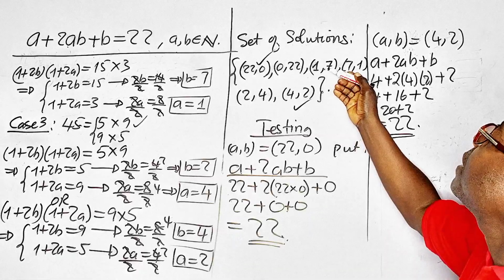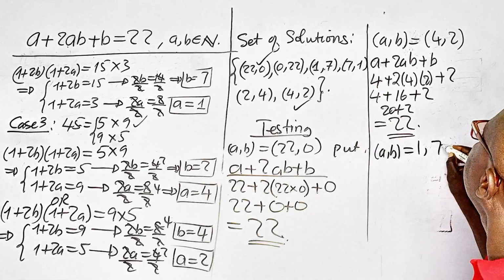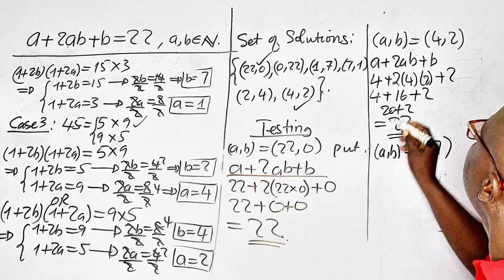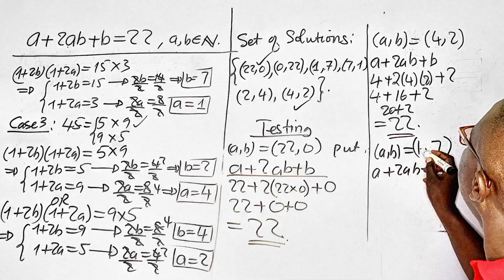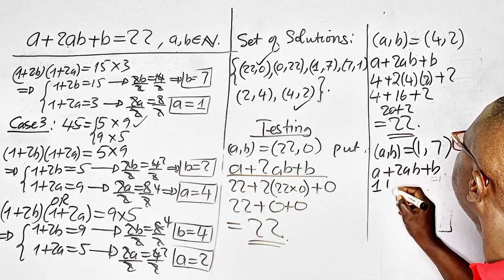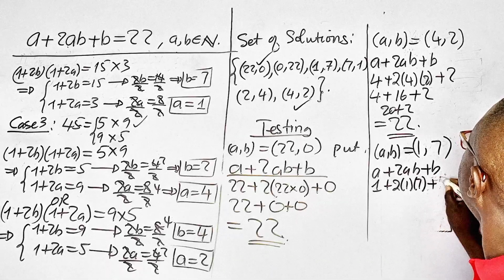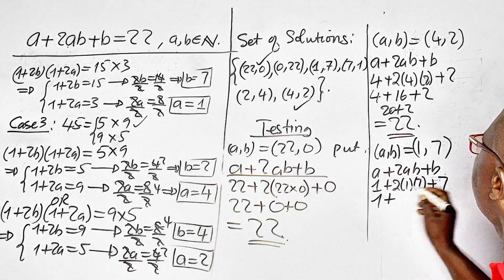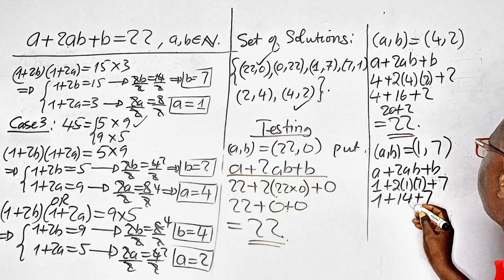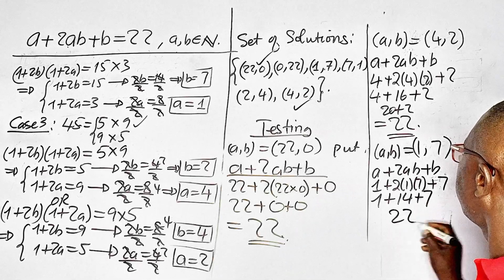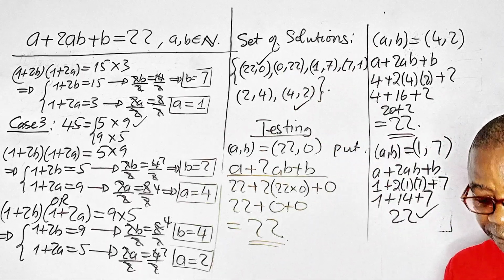We can still go ahead and even test 1, 7. There's no problem. 1, 7 or 7, 1. So we'll put it there. a plus 2ab plus b. a is 1, b is 7. So we'll have 1 plus 2 into 1 multiplied by 7 plus 7. We have 1 plus 2 multiplied by 7, 14 plus 7. So we have 1 plus 14 is 15. 15 plus 7, 22. So our solution set there has been verified.